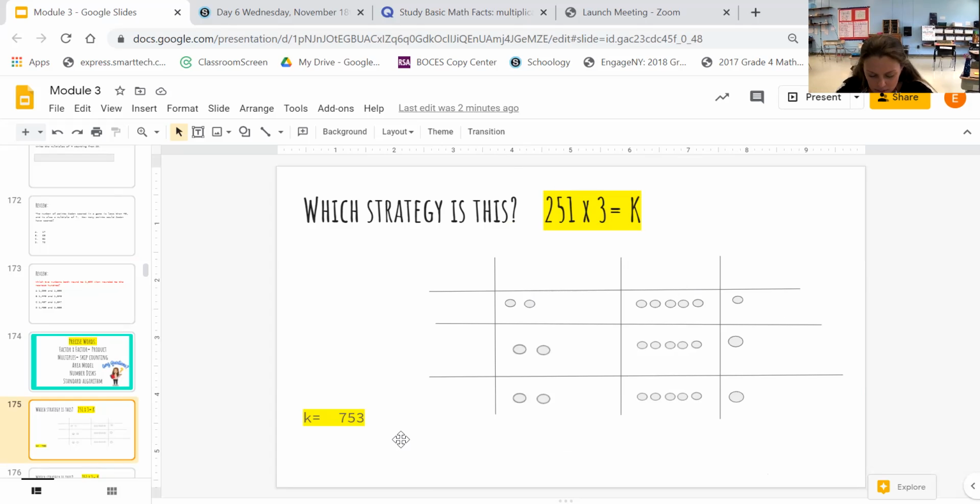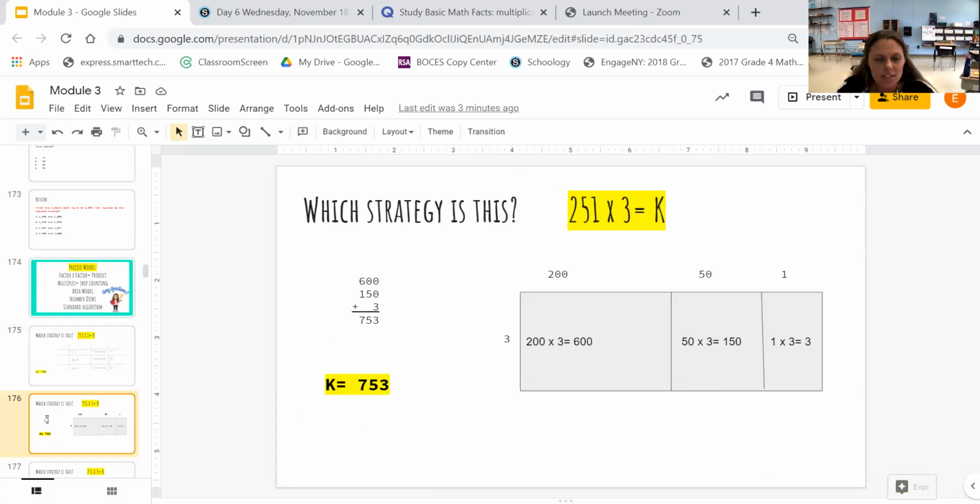Now I want you to try this one. What strategy did I use here? Go ahead, pause your video, check it all out, and then tell me what you think. All right, friends, this one is called the area model. So what we did is each little section represents that many blocks. And if we counted up all those blocks, it would give us the amount. So this is the area model, okay?